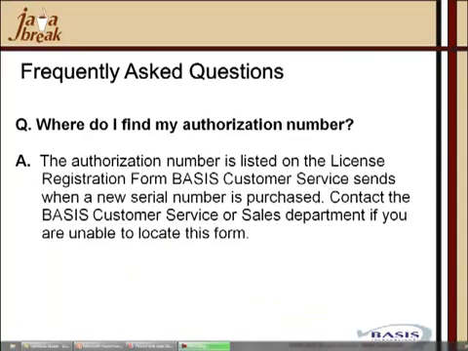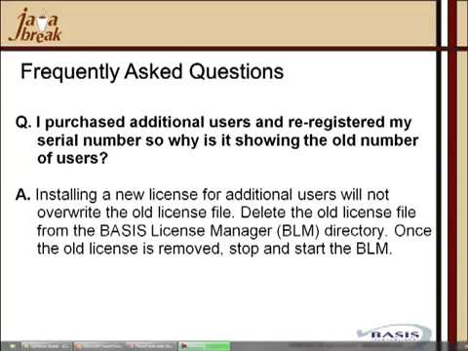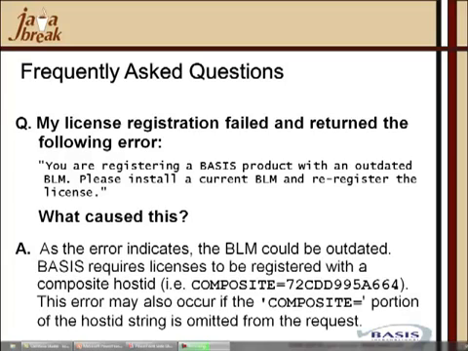You can find your authorization number in the license registration form that Basis Customer Service sends you. And if you're having difficulty finding that, simply contact Basis Customer Service or our sales department. Installing a new license for additional users will not overwrite the old license file. Delete the old license file from the Basis License Manager directory, stop the Basis License Manager, and restart it to get your additional users. This error usually indicates that an attempt was made to register your license with an outdated Basis License Manager. Download and install a new Basis License Manager and try again.